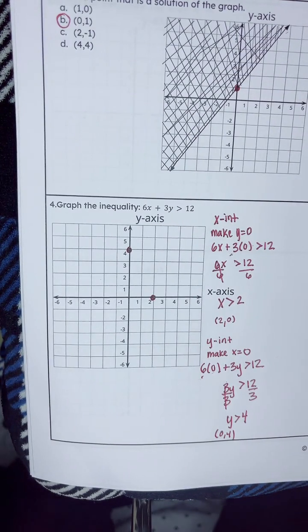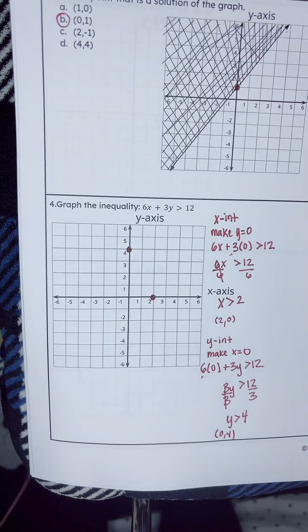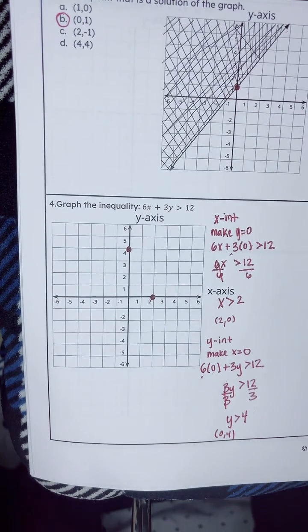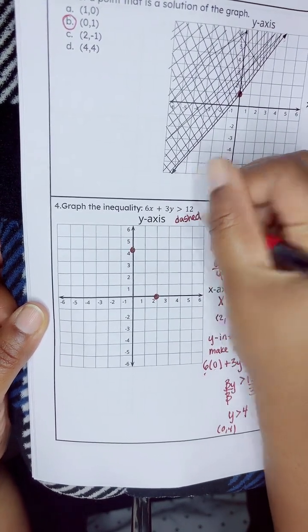All right, so now we have to ask ourselves, what type of line are we drawing? Are we drawing a solid line or a dash line? Let me see it in the chat. Are we doing solid or dash? Thank you for the follows, you guys. Thank you for the double taps. Dashed, dashed, solid. Ooh, we got a 50-50. Okay. We are dashed.